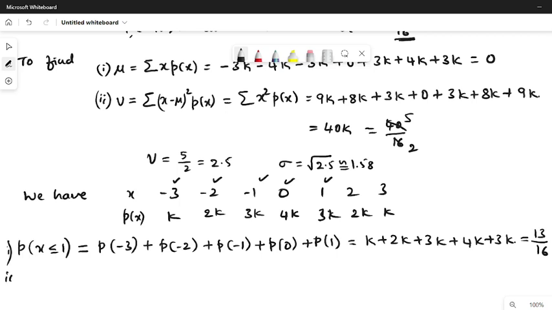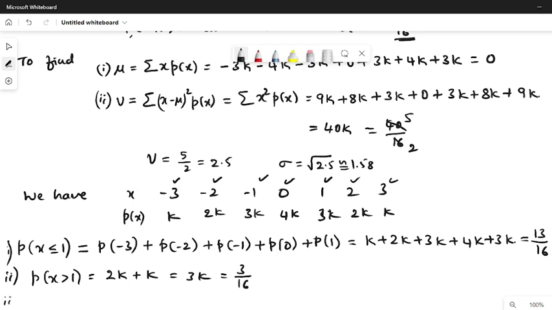Second possibility is p of x being greater than 1. Greater than 1 means p of 2 plus p of 3 has to be computed. P of x strictly greater than 1. So it is p of 2 plus p of 3. P of 2 is 2k plus p of 3 is k, that is 3k or 3 by 16.